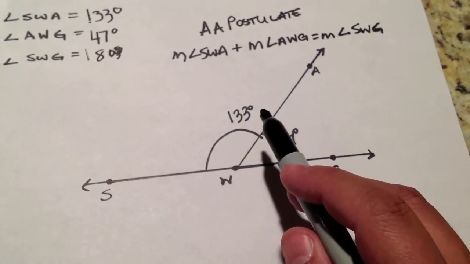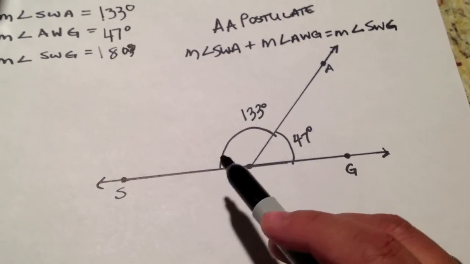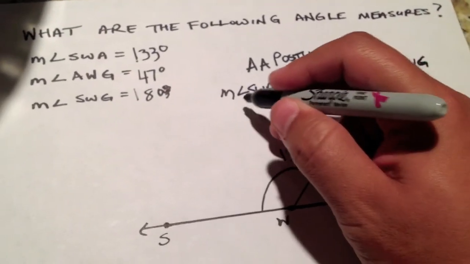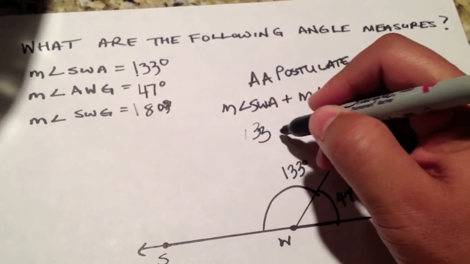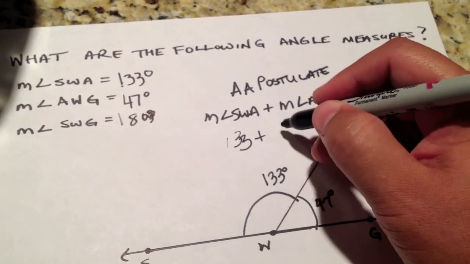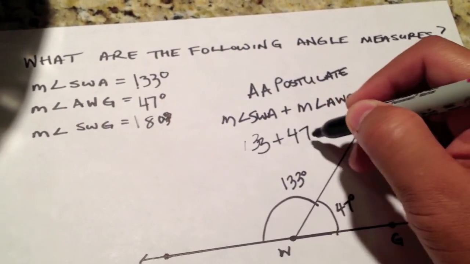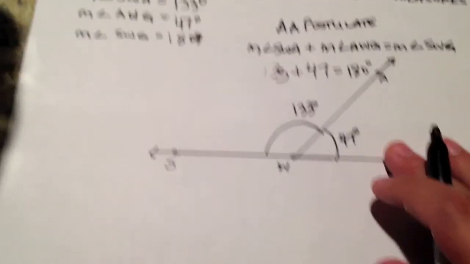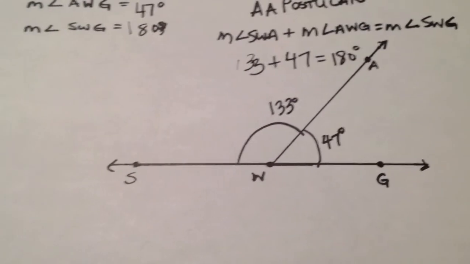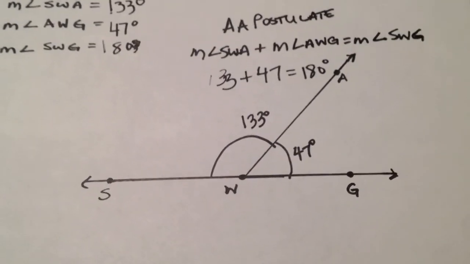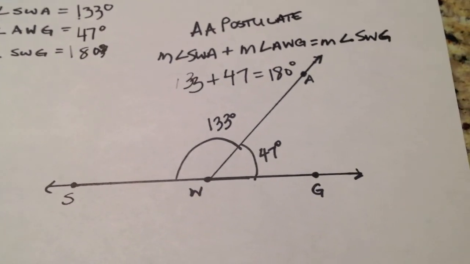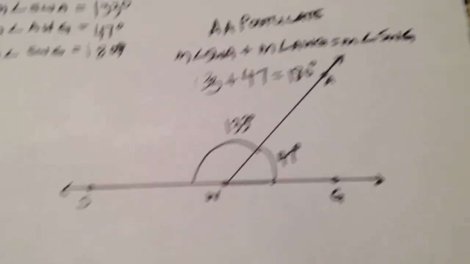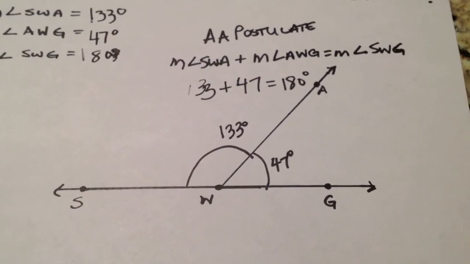So SWA combined with AWG will get this whole angle measure. If I plug in what I know, SWA is 133 plus AWG is 47. 133 plus 47 equals 180 degrees. So we know it's a straight line angle because we can see that visually, but we can also use our angle addition postulate to prove that it is actually a straight line angle using our measurements from the protractor postulate. So there we incorporated both of our postulates to figure that out.